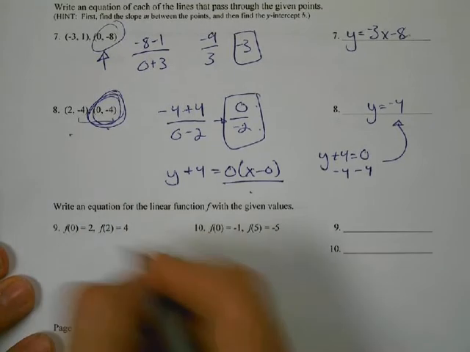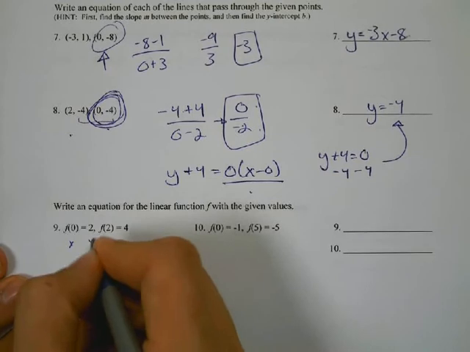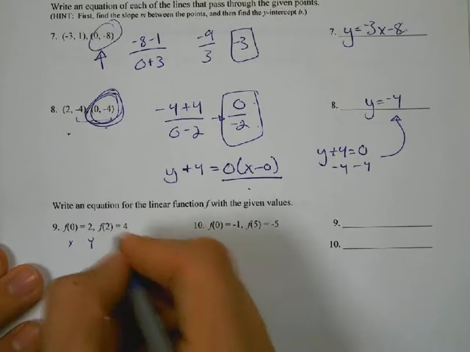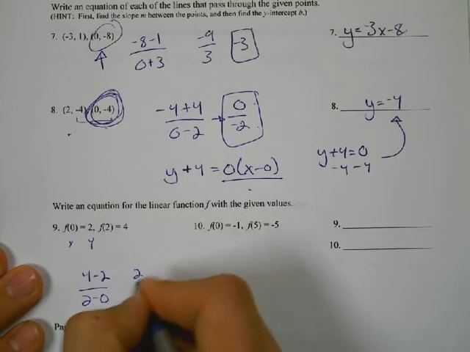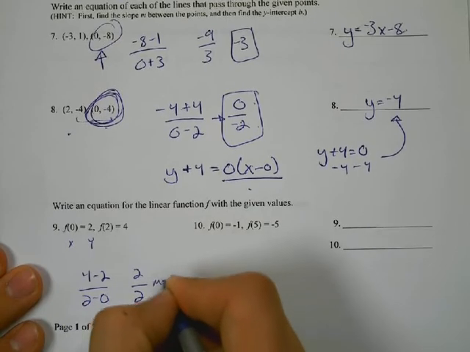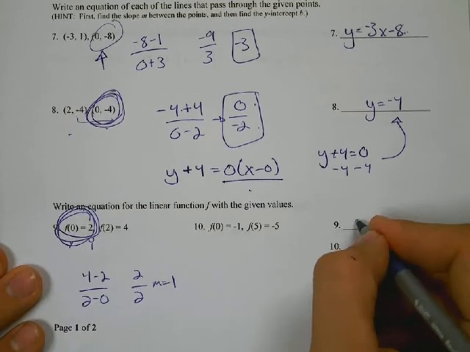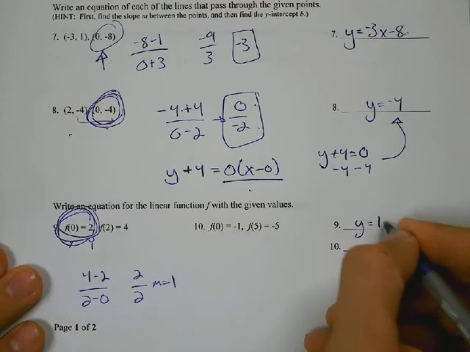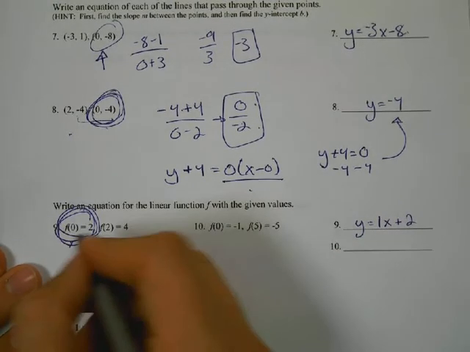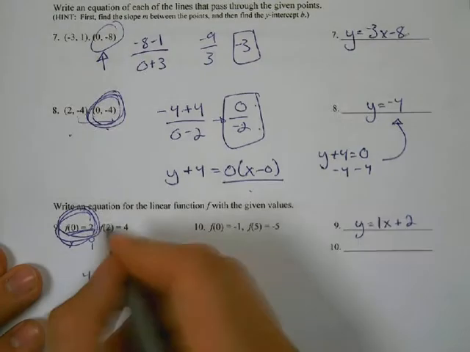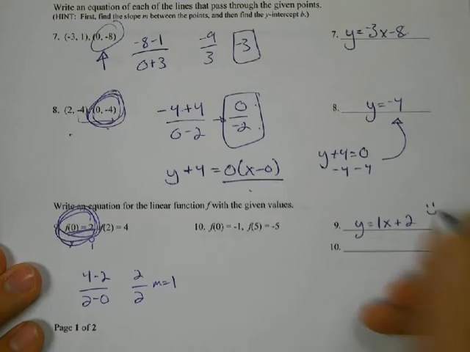All right, write the equation with the given values. Again, they're just trying to be fancy here. F of x, this is just function notation. This is your x, this is your y. We're going to go through the same process. So I've got 4 minus 2 over 2 minus 0. That gives me 2 over 2. My slope is going to be 1. Again, I have identified my y-intercept as 2. So y equals mx plus b. My b value is 2. Again, identifying 0 as x, that makes this the y-intercept. You don't have to put this 1 there. I do because I like seeing that slope.